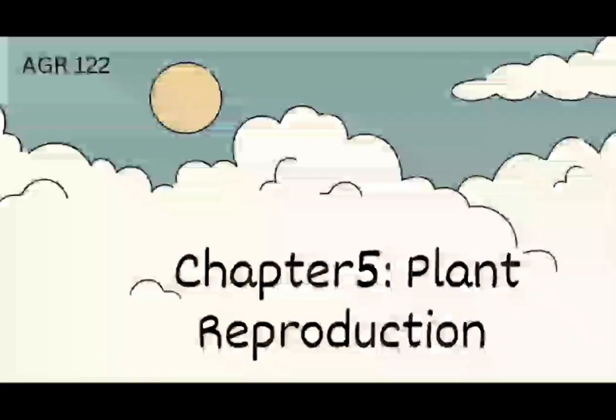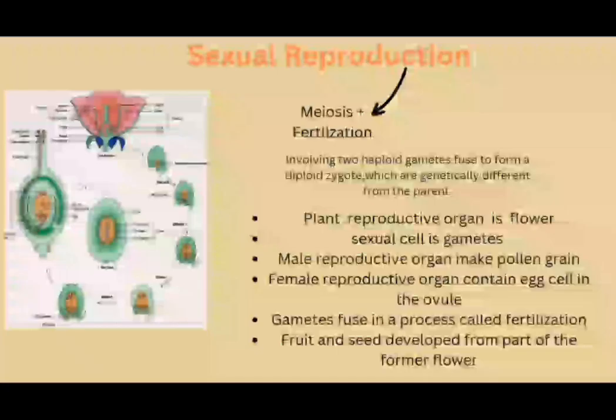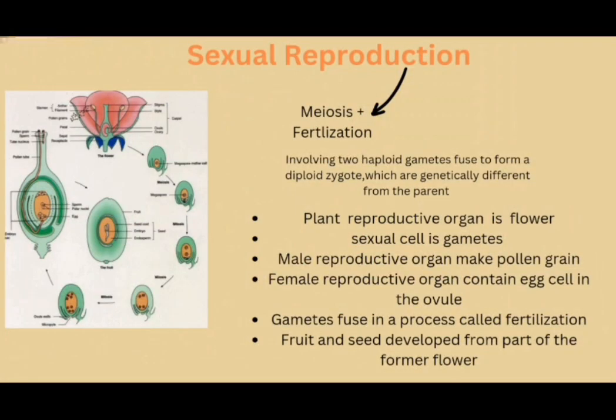Chapter 5, Plant Reproduction. Plant reproduction is the process by which plants generate or produce new individuals. It is an inherent characteristic of all organisms to continue. Sexual reproduction involves two haploid gametes fusing to form a diploid zygote, which is genetically different from the parent.